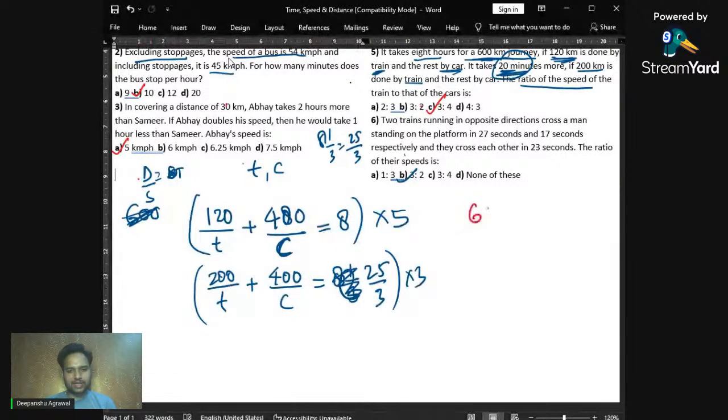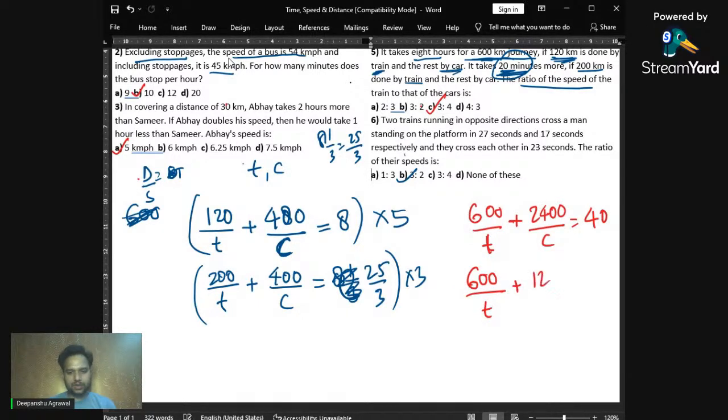So the first equation will become 600 divided by T plus 480 into 5, which is 2400, divided by C is equal to 40. This is the first equation. And the second equation became 600 divided by T plus 1200 divided by C, since 400 into 3 is 1200, is equal to 25.